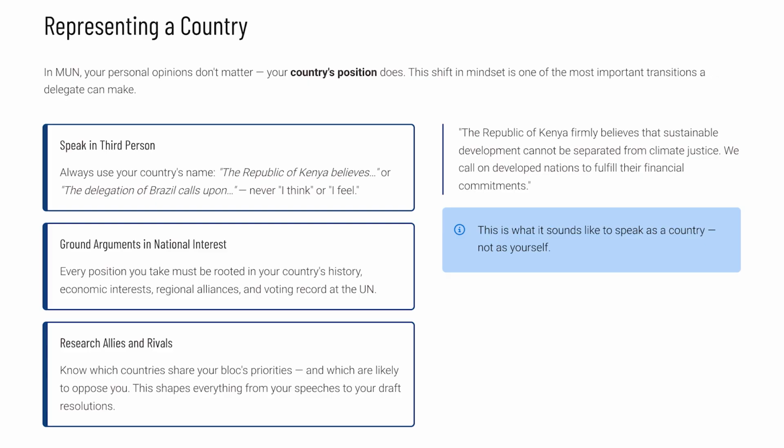It needs a proper heading with your committee, country, topic, your name, and your school. Okay? This will be a recurring theme throughout MUN, by the way. So, the position paper isn't just a formality. It forces you to crystallize your country's stance before you walk in.